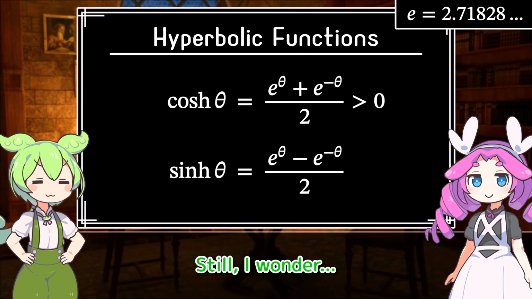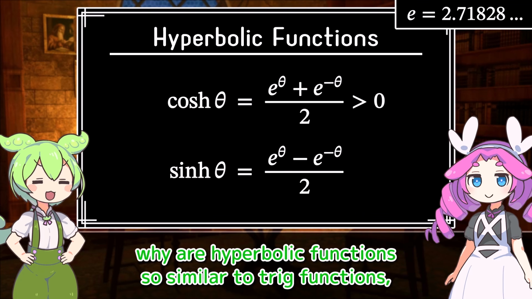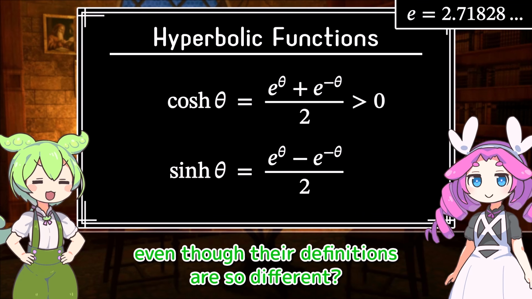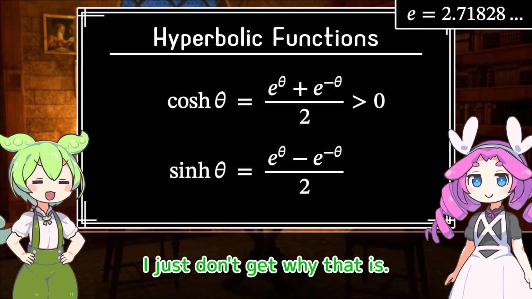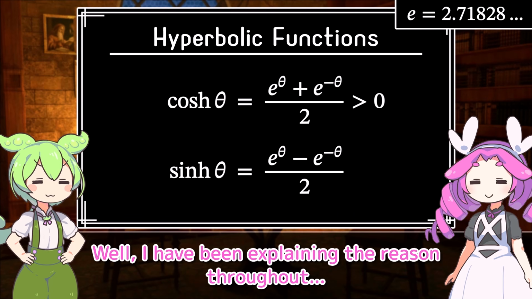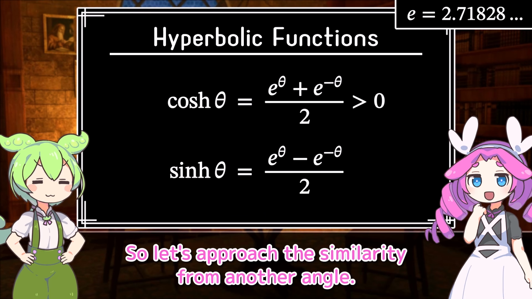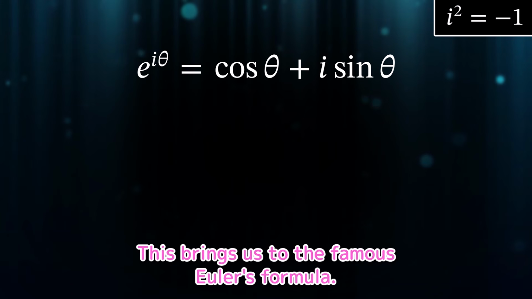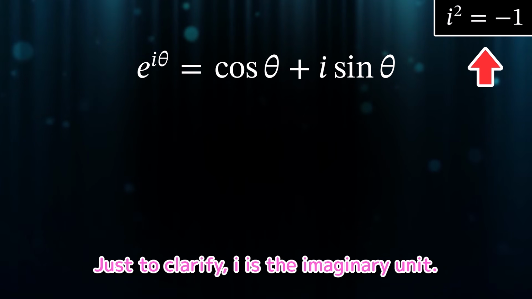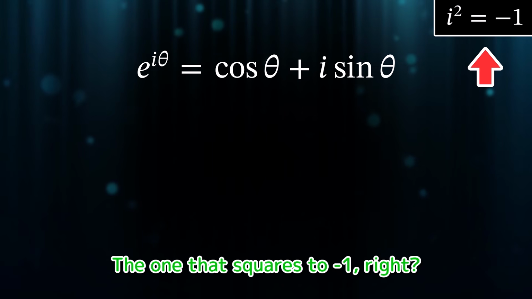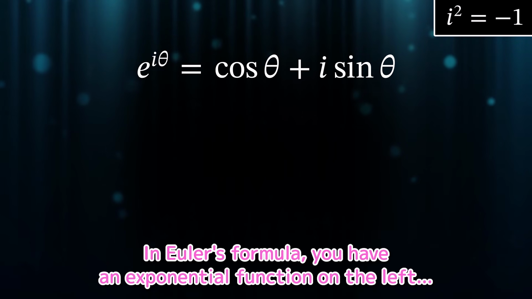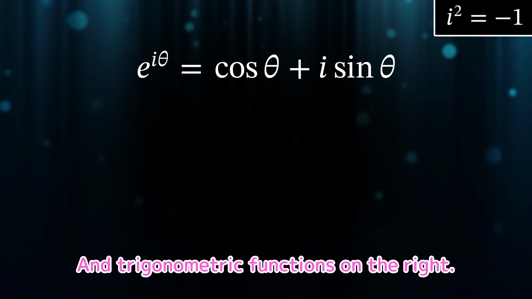Still, I wonder, why are hyperbolic functions so similar to trig functions, even though their definitions are so different? I just don't get why that is. Well, I have been explaining the reason throughout, but it's understandable if you still feel a bit unclear. So let's approach the similarity from another angle. This brings us to the famous Euler's formula. Just to clarify, i is the imaginary unit. The one that squares to -1, right? In Euler's formula, you have an exponential function on the left, and trigonometric functions on the right.